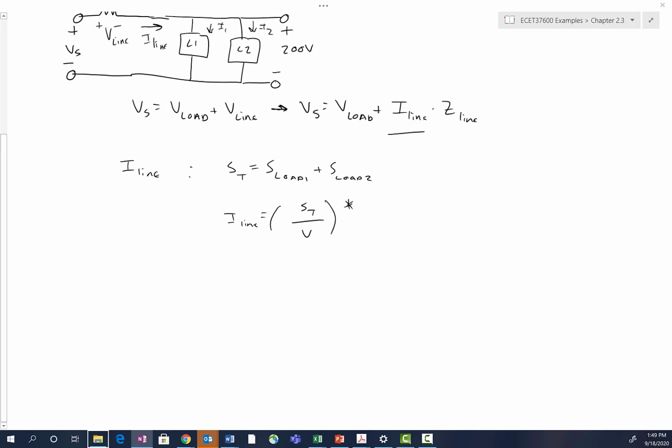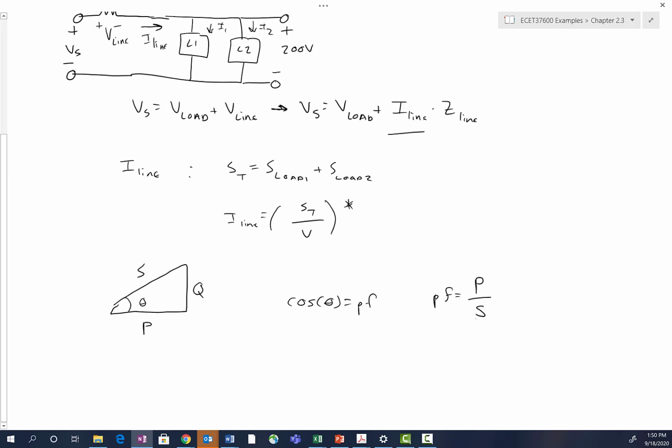Remember that in the power triangle it looks like this. We've got S as the hypotenuse, real power is the base, reactive power as the height of the triangle. This here is called the power factor angle, and cosine of theta is equal to the power factor. Another way to say that is the power factor is equal to the ratio of real power to apparent power.